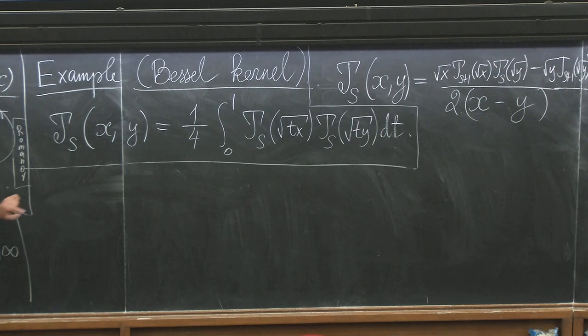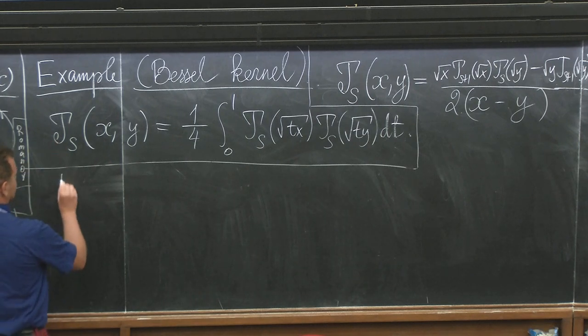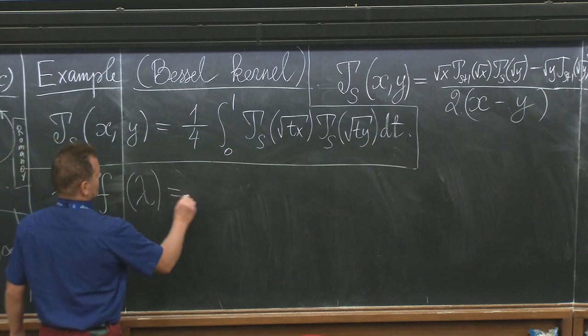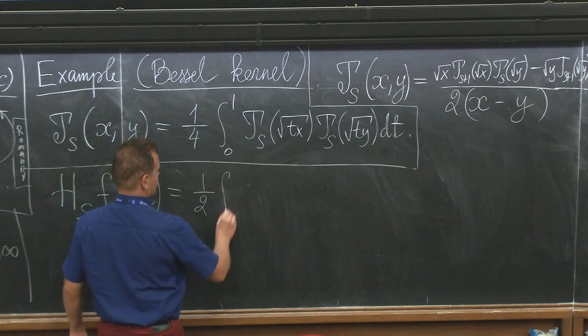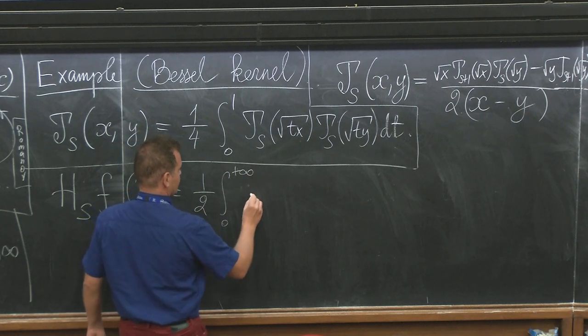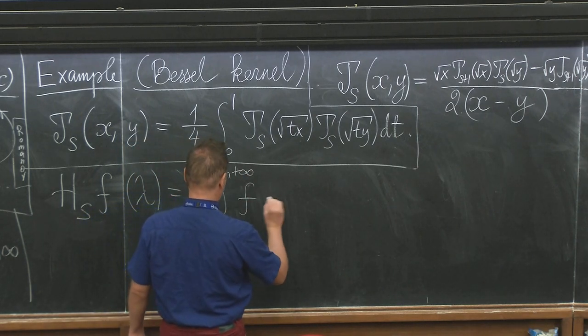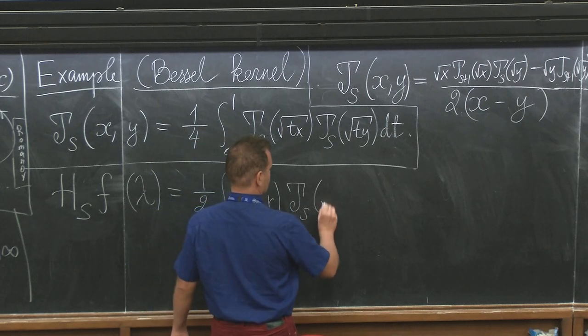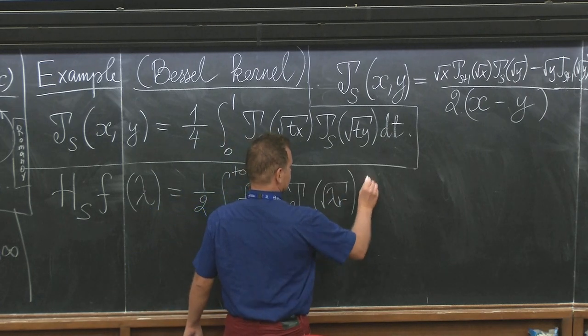For the Bessel kernel, instead of the Fourier transform, one has to consider the Hankel transform: H_s F of lambda is equal to 1/2 times the integral from 0 to infinity of F of r, J_s of square root of lambda r, dr.